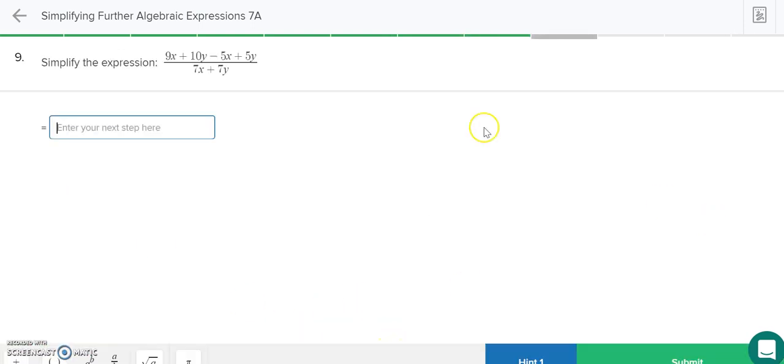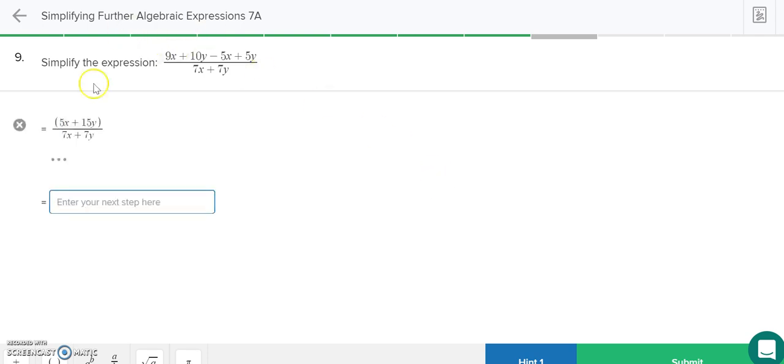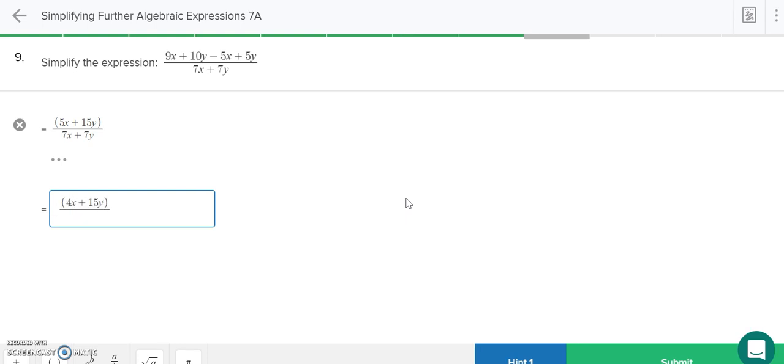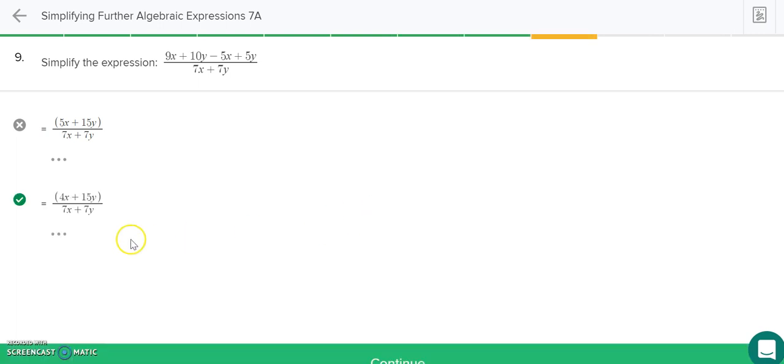Fantastic. Going on to the next question. This asks me to simplify this algebraic fraction with expressions on the numerator and denominator. I just realized I typed in a 5x there instead of a 4x, so I'm going to fix that. So 4x plus 15y in our bracket over 7x plus 7y. That's better. Now I'm going to think about nothing, because it's simplified fully.